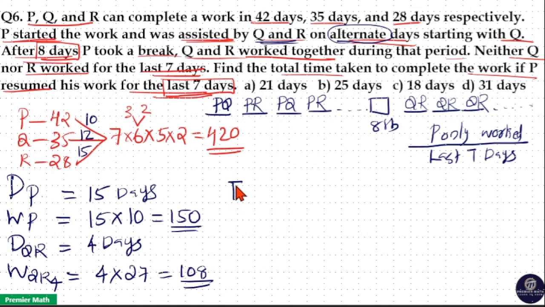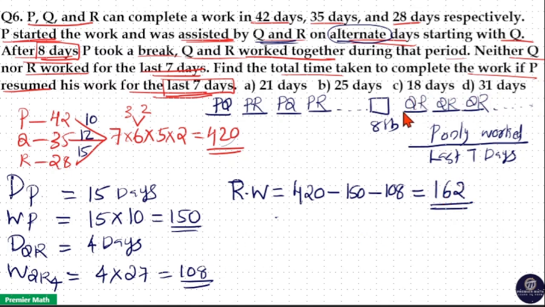Total work is equal to 420 units, which means remaining work is equal to 420 minus 150 units completed by P and 108 units completed by Q and R, which is equal to 10 minus 8 is 2, 11 minus 5 is 6, 3 minus 2 is 1. So 162 units is the remaining work, and this remaining work is completed by Q and R between this 7 days and this 8 days.